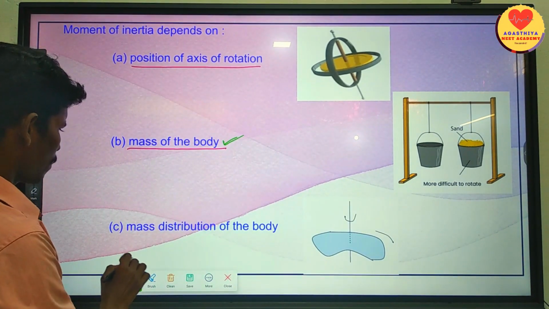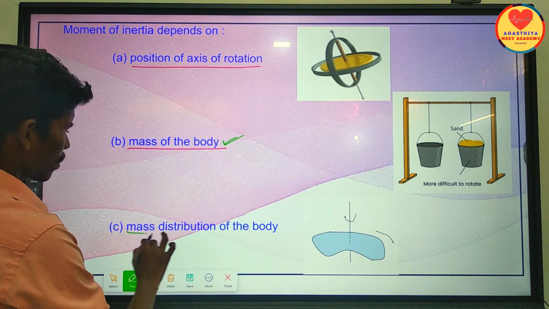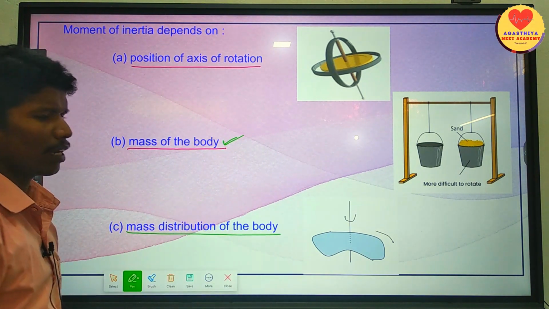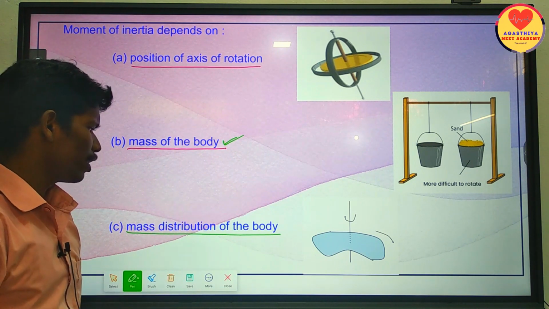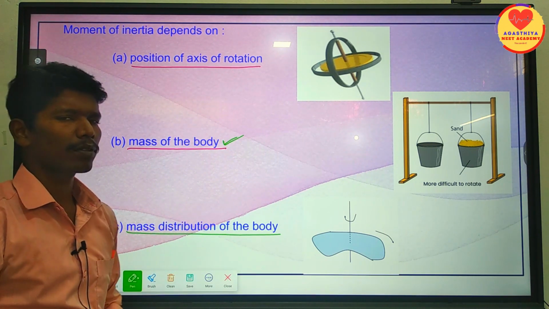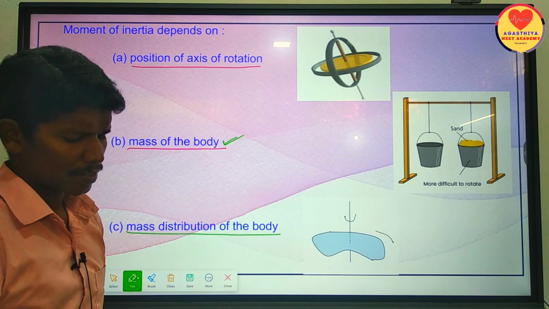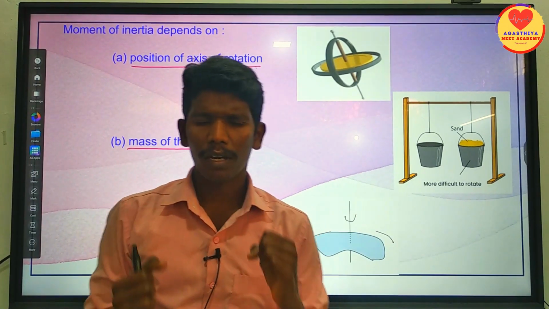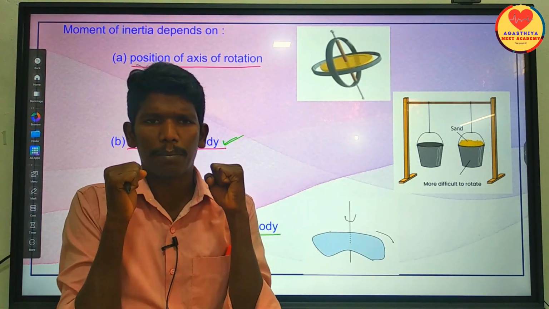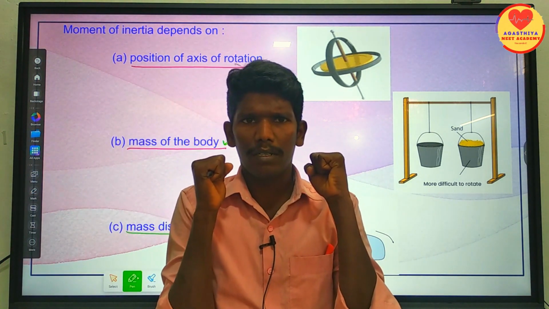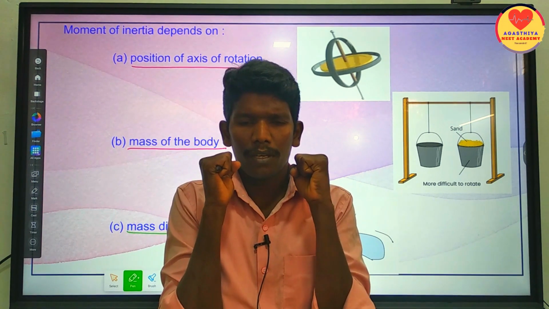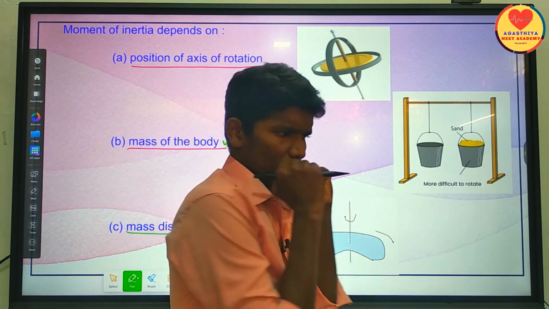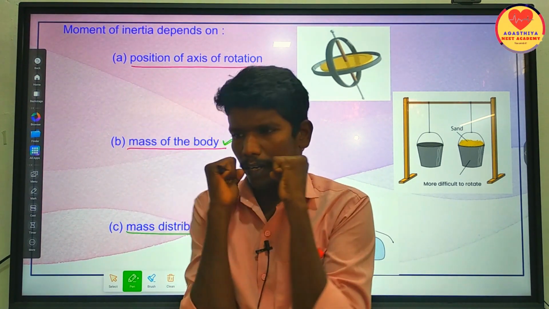Then the third one, mass distribution of the body. What is the meaning of mass distribution of the body? Let me give an example. Now I am holding a dumbbell in this position, and I am going to rotate it like this.